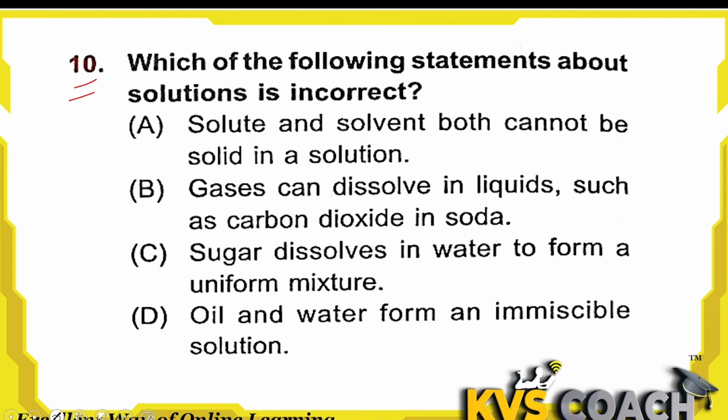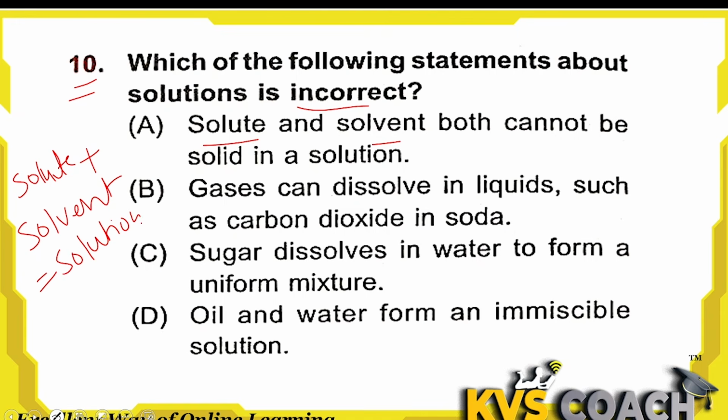Next, which of the following statements about solution is correct? Incorrect: that solute and solvent both cannot be solid in a solution. Do you know what solute and solvent are? First thing, solute and solvent make the solution. It means solute plus solvent is equal to solution. They both can be solid, they both can be liquid, they both can be gas, or gas and liquid, gas and solid, liquid and liquid, or liquid and solid.